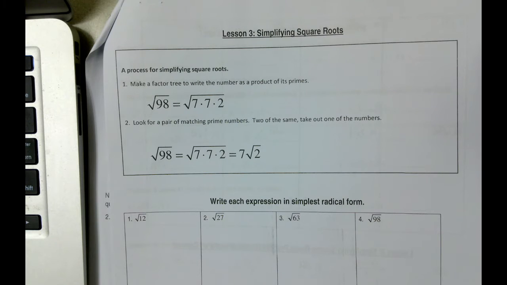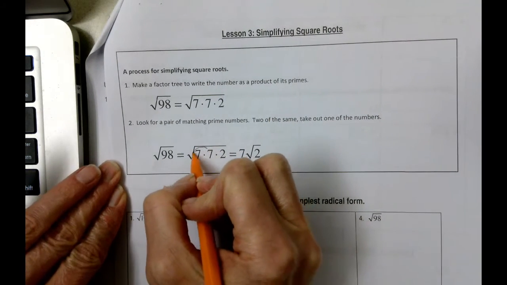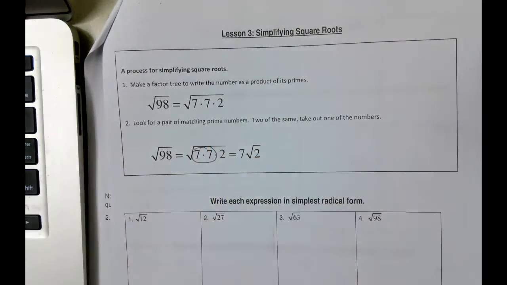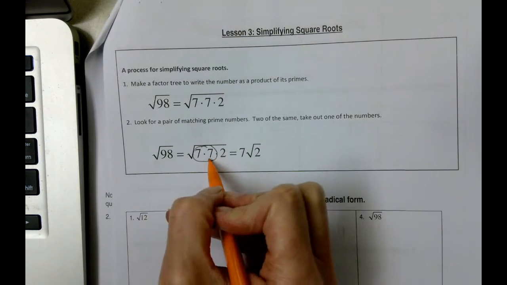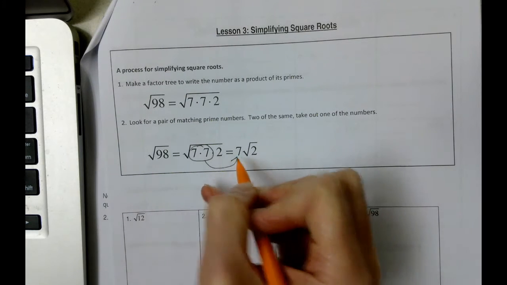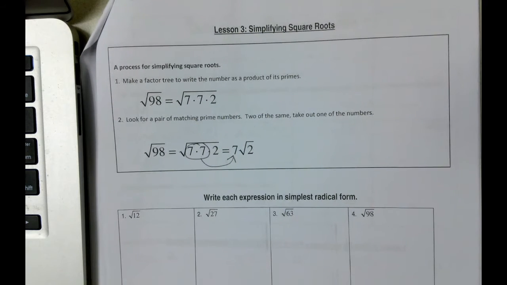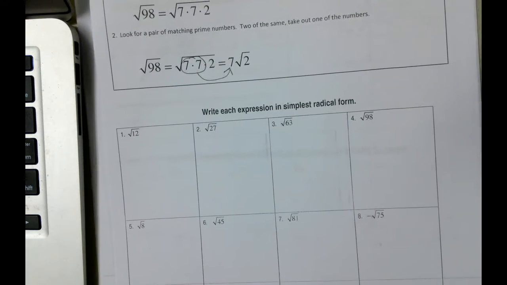And then what we do is we look for a pair of matching prime numbers. So here we've got two 7s. They're a set of matching prime numbers. We have two of the same, so we take out 1. And there's the 7, we took that out. And then we've got the square root of 2. I think it'll show up a little bit better when we start looking at our examples down here in the boxes.